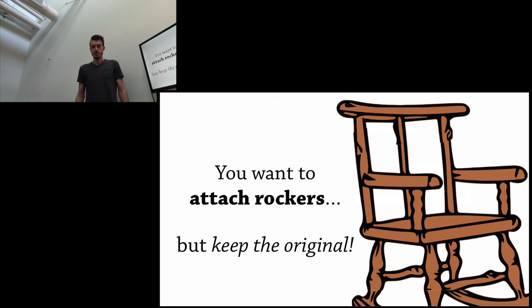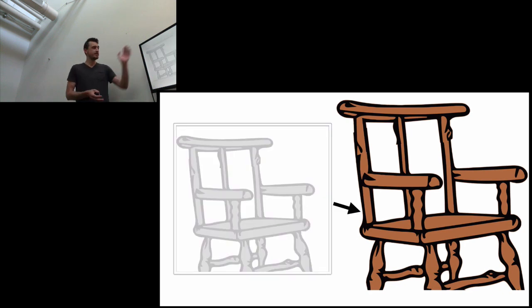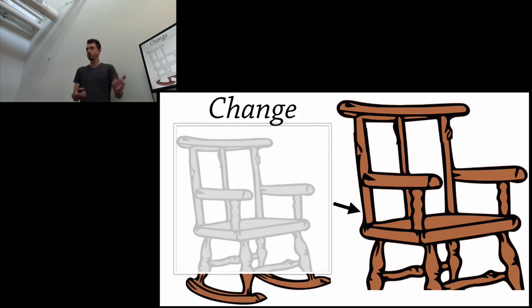Okay, so the question, for Karthik's benefit: you want that chair, but you also want a chair that's a rocking chair. You want both of them at the same time. You don't want to lose one. How do you do that with prototypes? So let's start with our four-legged chair. That's our prototype. We create an object from this prototype. And then all we need to do is change the parts that we want to change.